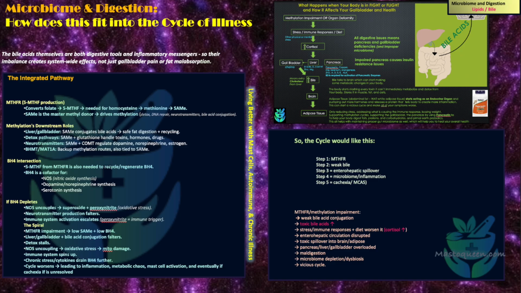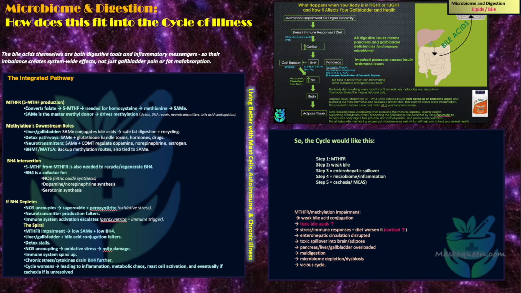It converts folate into 5-MTHF, which is needed for homocysteine, methionine, and turns it into SAMe. SAMe is the master methylation donor, which drives methylation. It helps with detox, DNA repair, neurotransmitters, bile acid conjugation, and also recycling. Methylation's downstream roles wind up with the liver and gallbladder. SAMe conjugates the bile acids and creates safe fat digestion and recycling, like we've been saying.